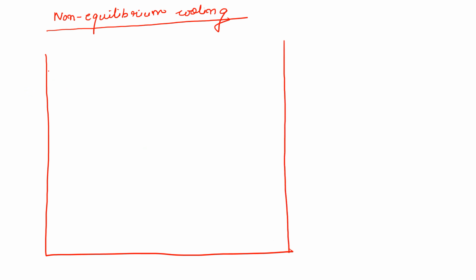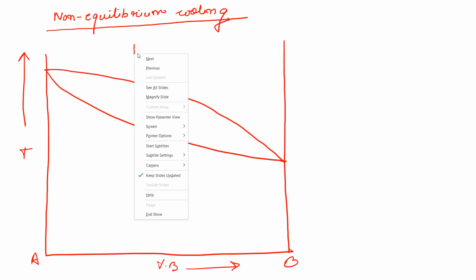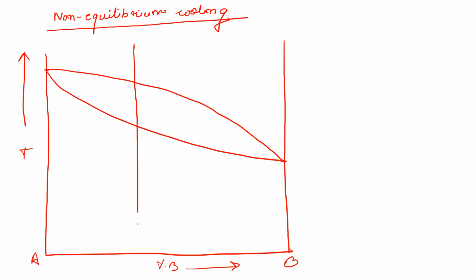Okay, let's say we have a binary isomorphous system, and we already know that in a binary isomorphous system we have a completely miscible solid solution. You can assume it to be something like copper-nickel, and we have a solution at this point. If I draw a vertical line, let's say composition X, we already know that it's liquid, and it will be, let's say, an alpha plus liquid region, and this is the completely miscible solid solution alpha.